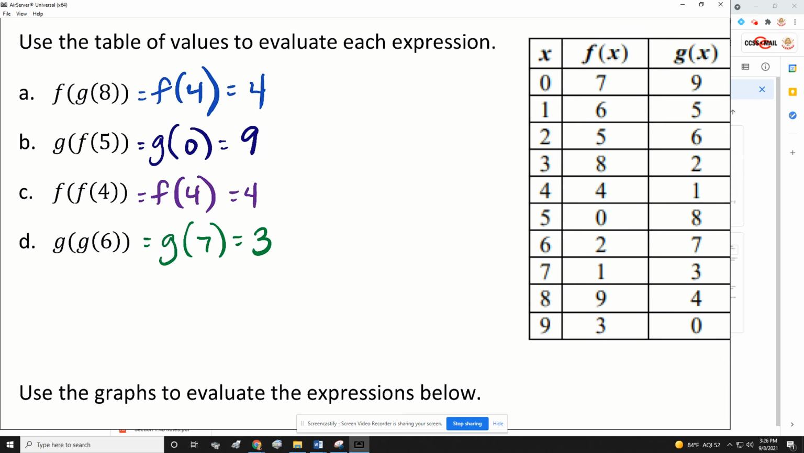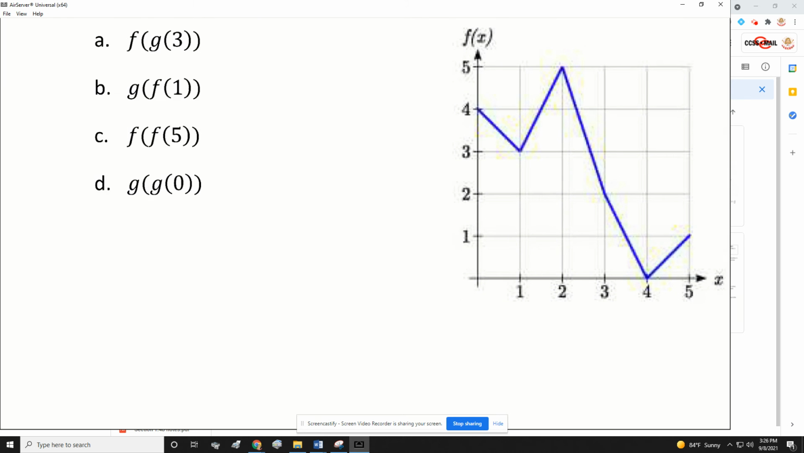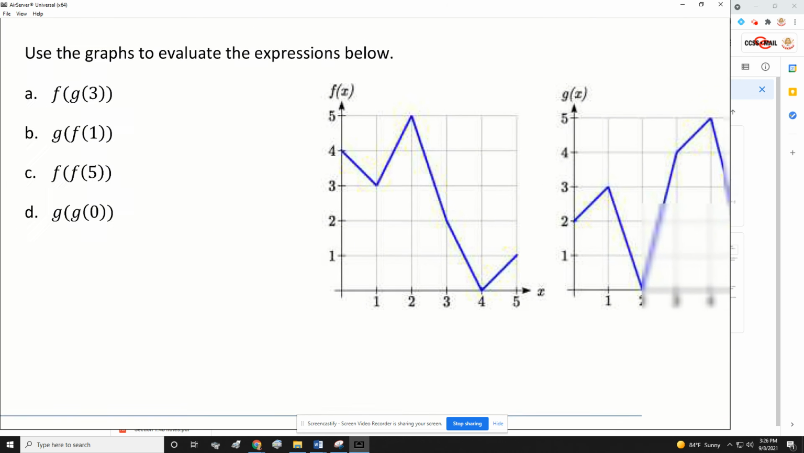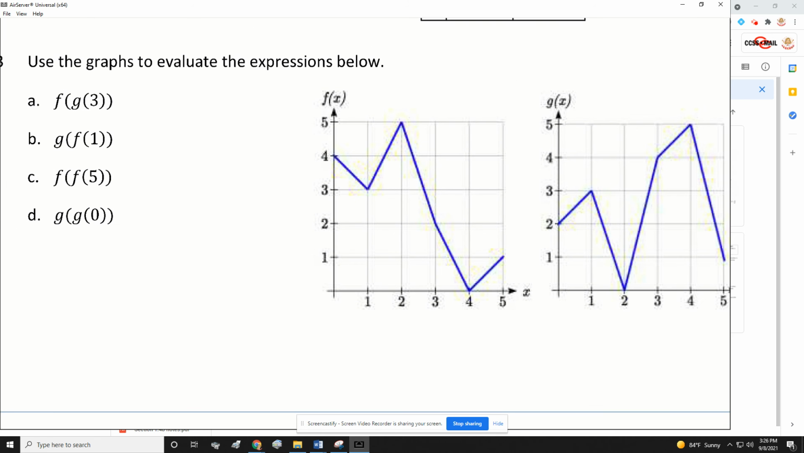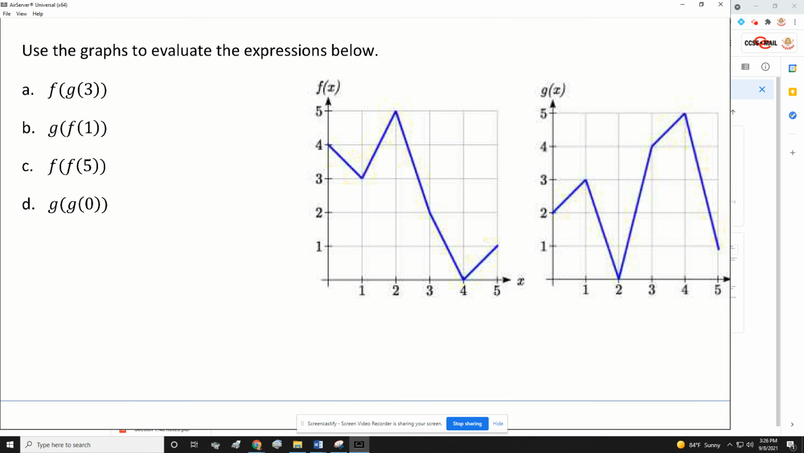Okay, we can also do compositions with graphs, which is what we'll do on the next one. Again, we're starting on the inside. So g of 3. So we go to the g graph. When x is 3, g is 4. Okay. And then it just tells us to find f of 4. F of 4 is going to be 0.